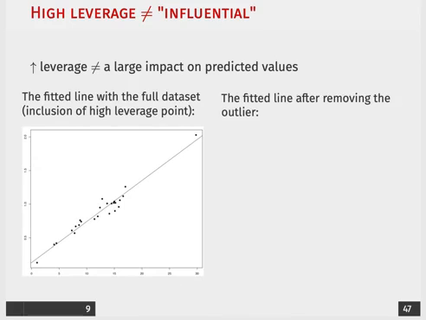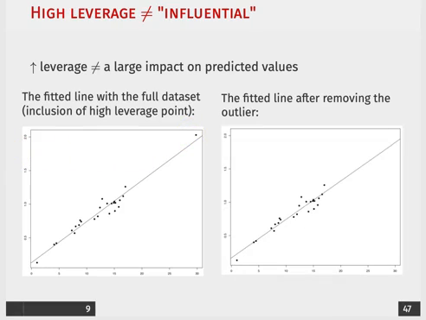Now, if we remove, let's say, the top right observation, let's see how the fitted line would adjust. Oh, and we can see that it basically didn't move at all. The regression line essentially has not shifted at all. And the point here is just because something is an outlier doesn't necessarily mean that it's going to impact our regression coefficients and thus our predicted values.